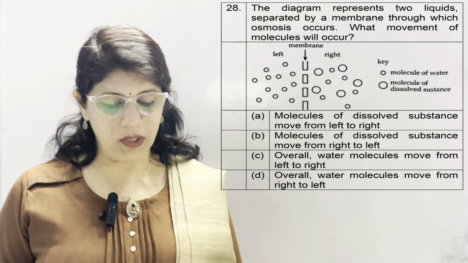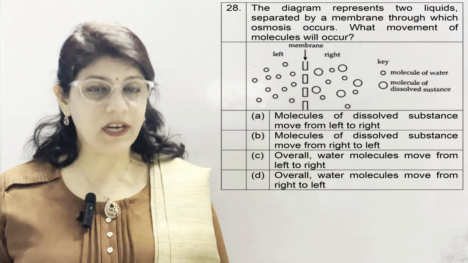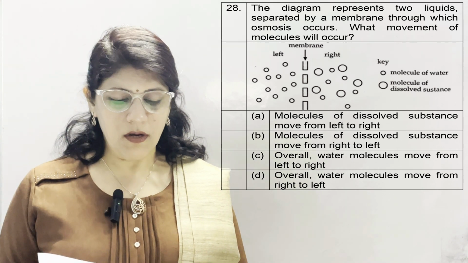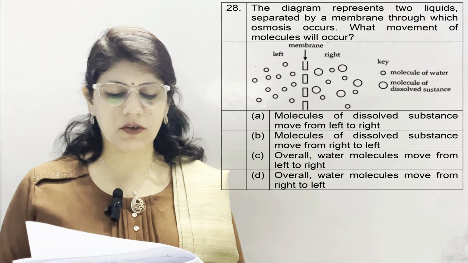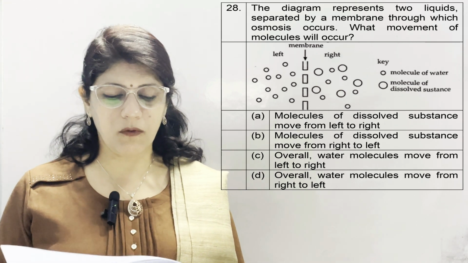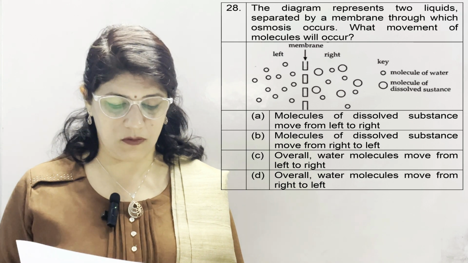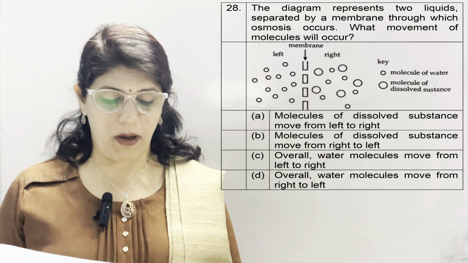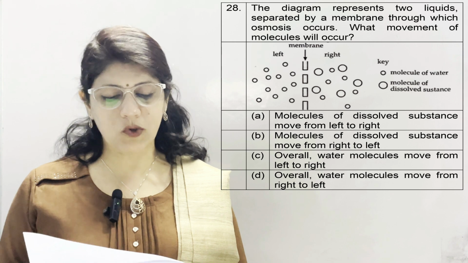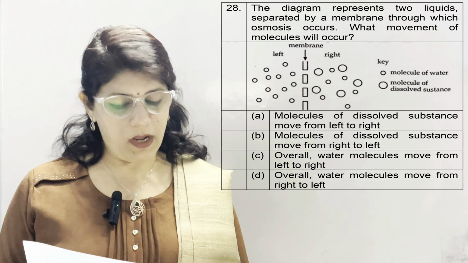In question number 28, the diagram represents two liquids separated by a membrane through which osmosis occurs. What movement of molecules will occur? Left hand side is given, right hand side is given, and in key it is given that small one are molecules of water and bigger ones are molecule of dissolved substances. And in the center there is a membrane. A option is molecules of dissolved substance move from left to right.